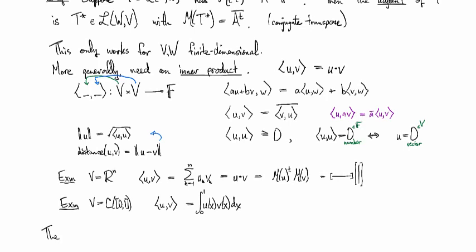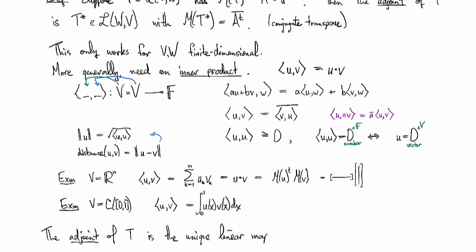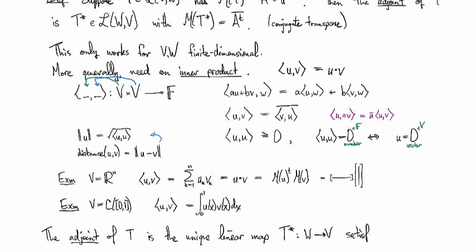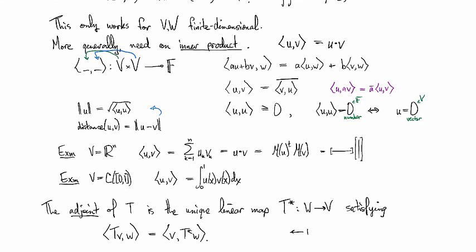And then the adjoint of T is the unique linear map, let's just say T star, from W to V that satisfies this idea right here, that the inner product of TV and W is going to equal the inner product of V and T star W. So it's a theorem, and an important theorem, that this exists.